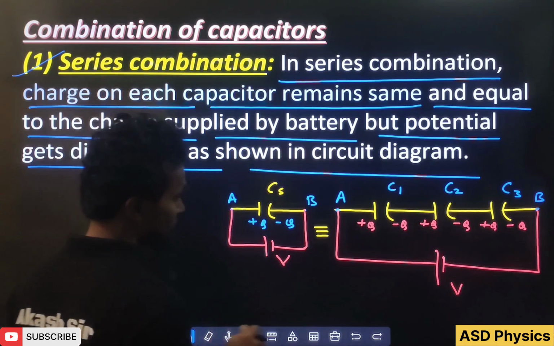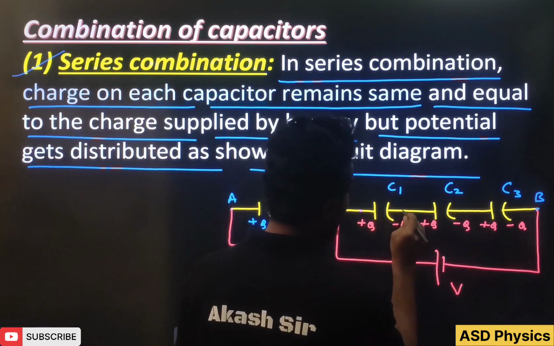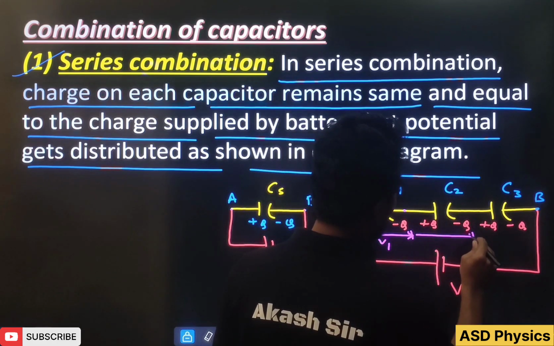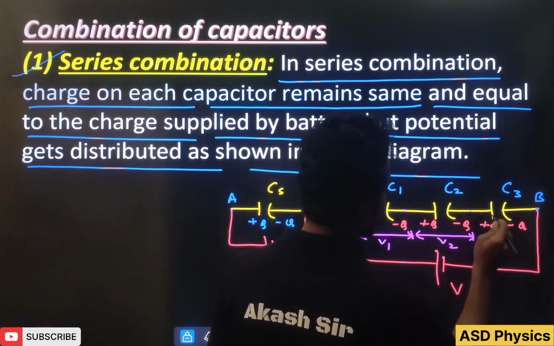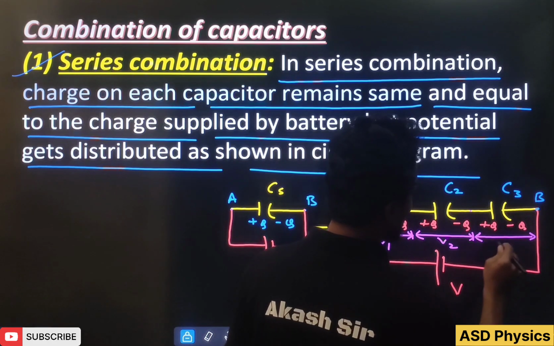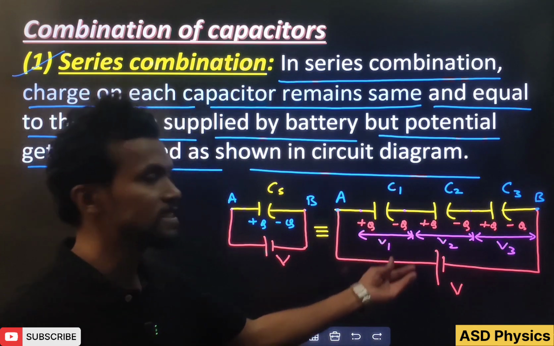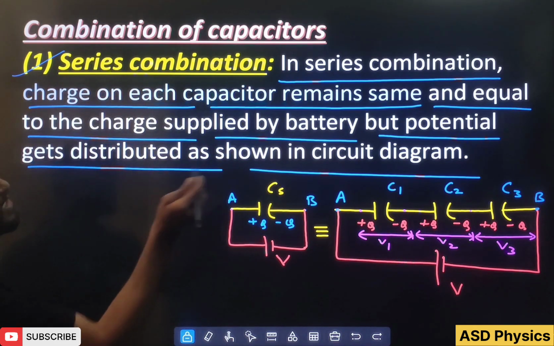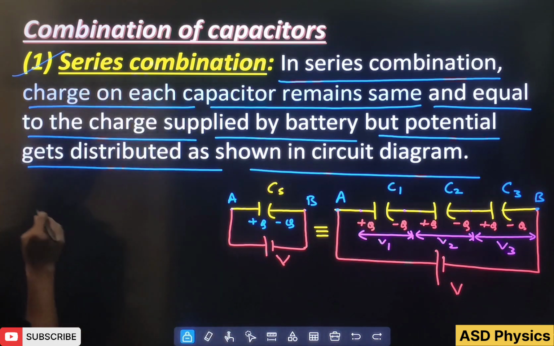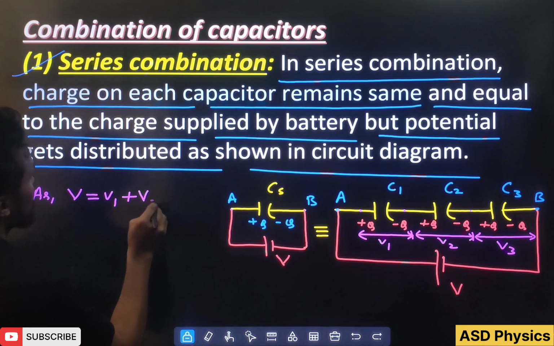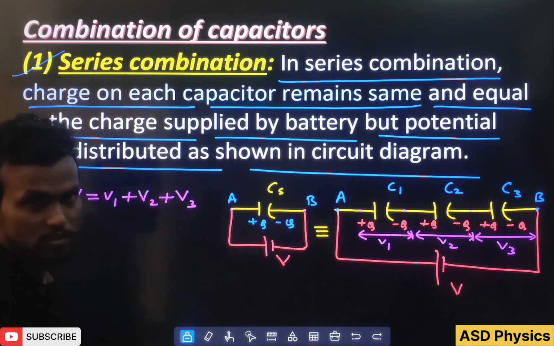Now students, here potential V is there. Across the first capacitor, let's take potential V1. Across the second, potential V2. And similarly across the third, potential V3. If the capacitors are different, then potentials will be different. Now that we'll see in detail later. You can see very well, potential gets distributed as shown in circuit diagram. So here V equal to V1 plus V2 plus V3.